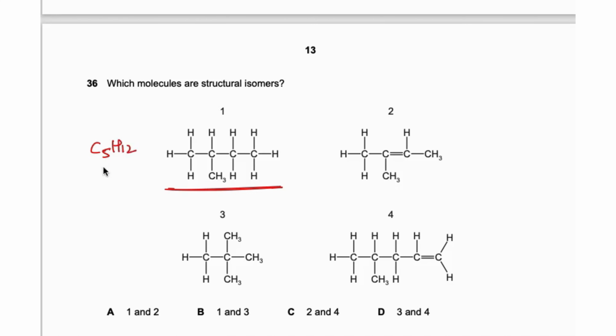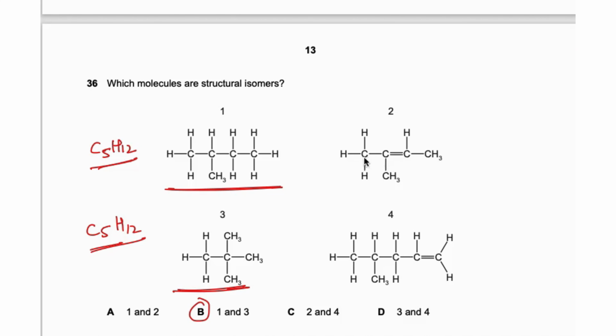This compound also has 5 carbon, C5, and 12 hydrogen. These two are isomers. Which molecules are structural isomers? These two are structural isomers because their molecular formula is the same, but the structural formula is different. Let us check with these two. So the right answer is 1, 3. So the answer should be B.